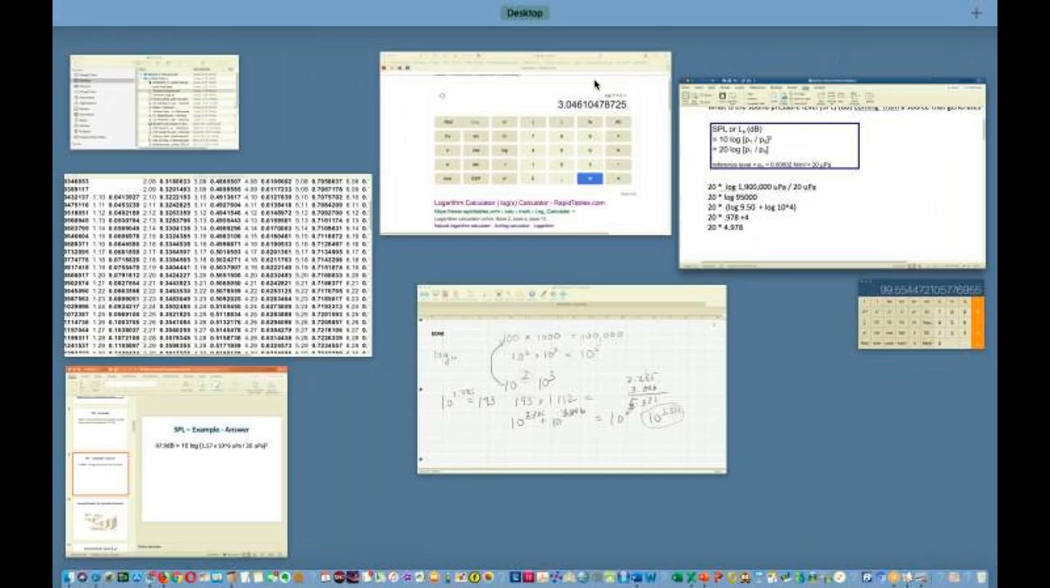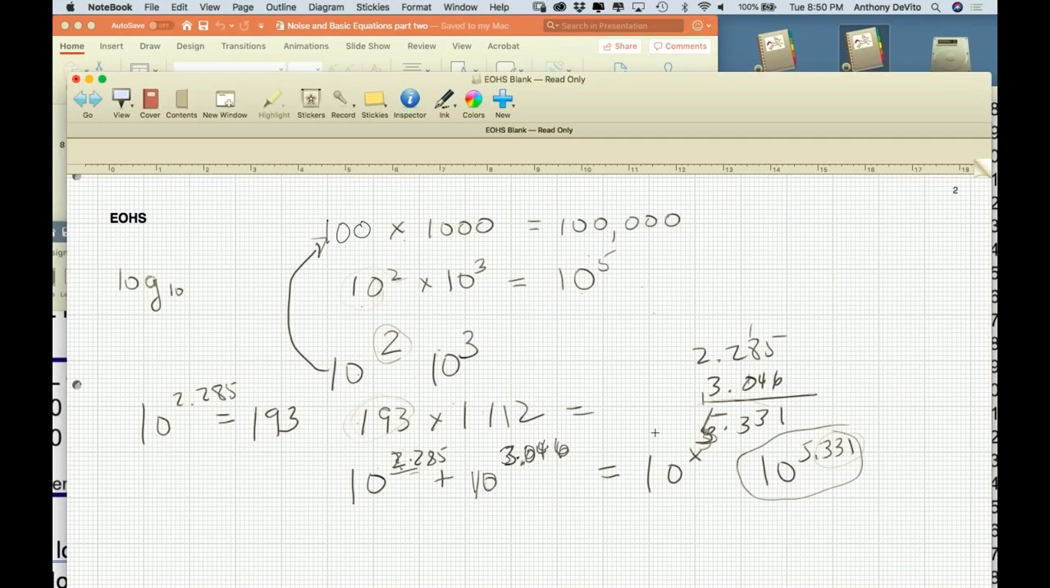It's 2.14, and then I move the decimal place over 5 places: 1, 2, 3, 4, 5. Okay, 5 places. So yes, it's 214,000. If you actually multiply it out, that's probably pretty close.